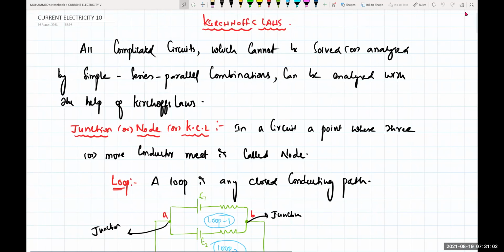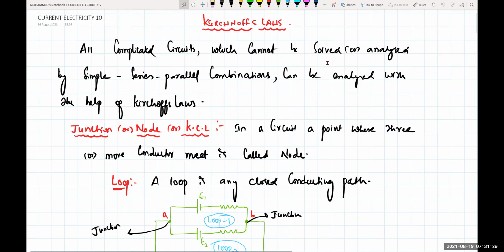Come to the next one, beta, Kirchhoff laws. See here. All the complicated circuits which cannot be solved or analyzed by the simple series and parallel combination can be analyzed with the help of your Kirchhoff laws. So Kirchhoff laws are helpful to calculate the more complicated circuits, how the currents will be flowing in the different parts.